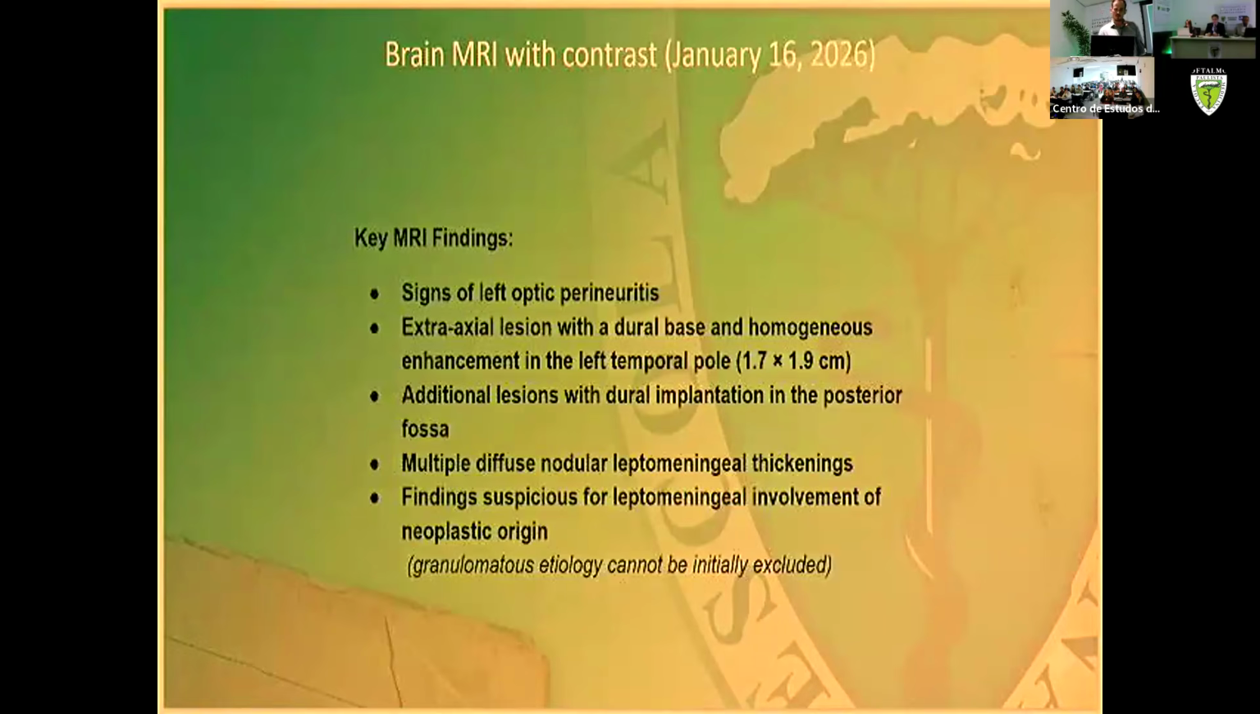So on January 16, we had our first brain MRI, and the key findings are signs of left optic perineuritis with an extra-axial lesion with a dural base. We also had some lesions with dural implantation in the posterior fossa and multiple diffuse nodular leptomeningeal thickenings. The radiologic team had suspicion for a leptomeningeal involvement of neoplastic origin.